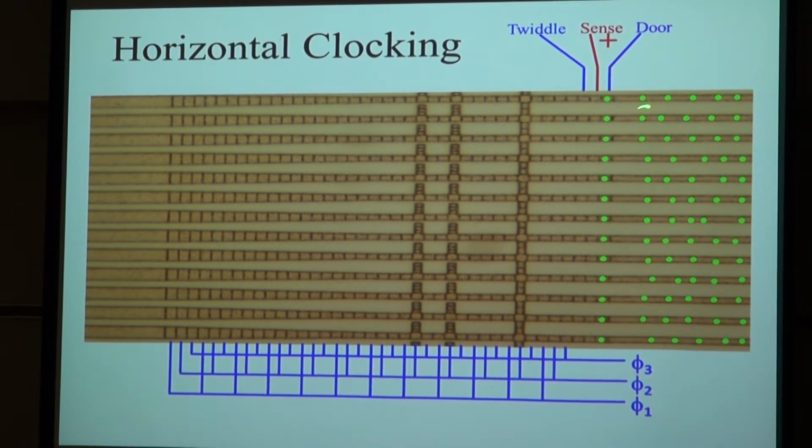Here is the animation. We open the door, bring the electrons in, sense them, and move them across, and so forth. We get tired of this after a little while, so we're going to just clock these back and forth a lot of times. Now, if everything clocks perfectly and there aren't any traps, everybody comes back in one line like that.